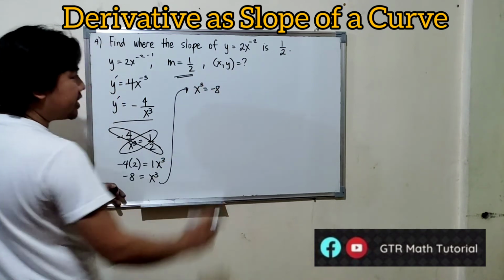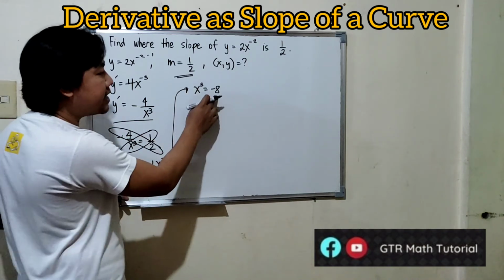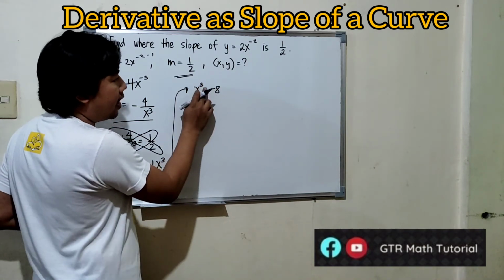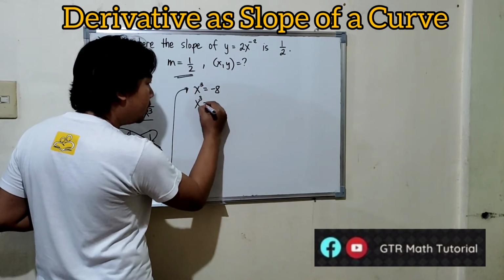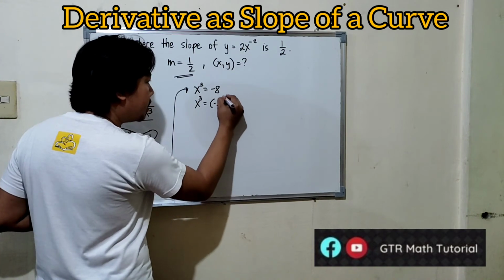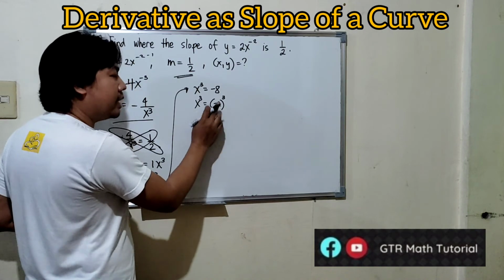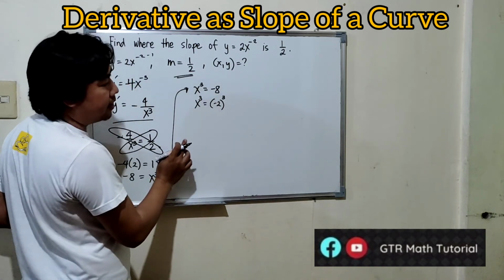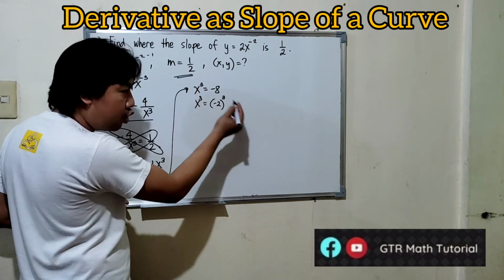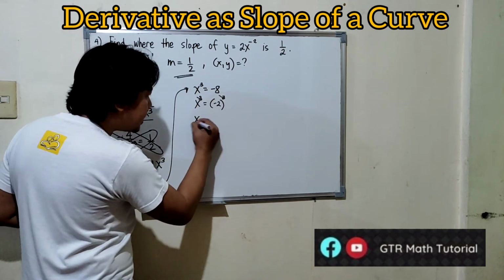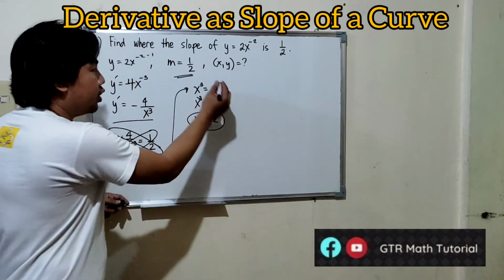To solve for x, take the cube root of both sides, or express negative 8 as an exponent of 3. Negative 8 is equal to negative 2 raised to the third power, since negative 2 times negative 2 times negative 2 is negative 8. We can now cancel out the cube if we take the cube root of both sides. Therefore, x is equal to negative 2. That is the value of x.